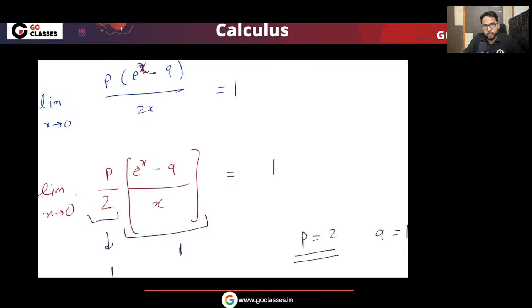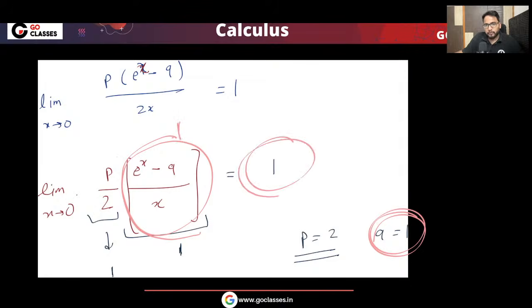So e power x minus q upon x, if you want to have the finite answer, then this should be the standard limit. Which means q should be 1. Okay, q is 1 here, and then since the limit is 1, p is coming out to be 2. So that's how you can solve this particular question.